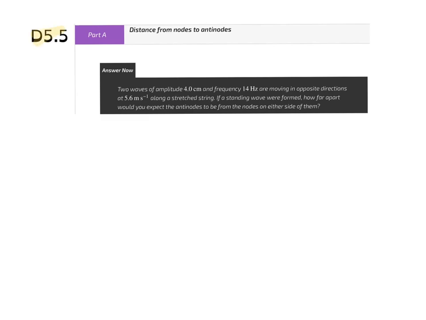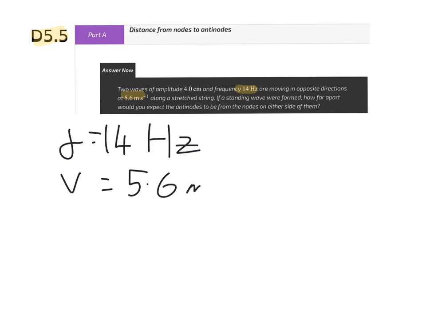This is question D5.5 on IsaacPhysics. Reading the question, we have two waves of amplitude 4 centimeters and frequency 14 hertz, moving in opposite directions at 5.6 meters per second. So I know the frequency is 14 hertz, and I know the wave speed is 5.6 meters per second.